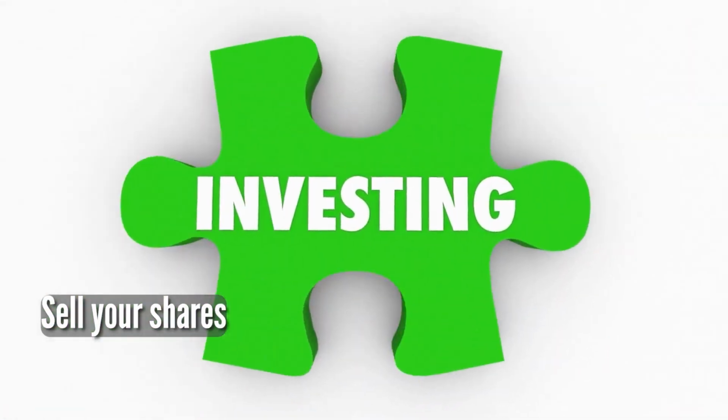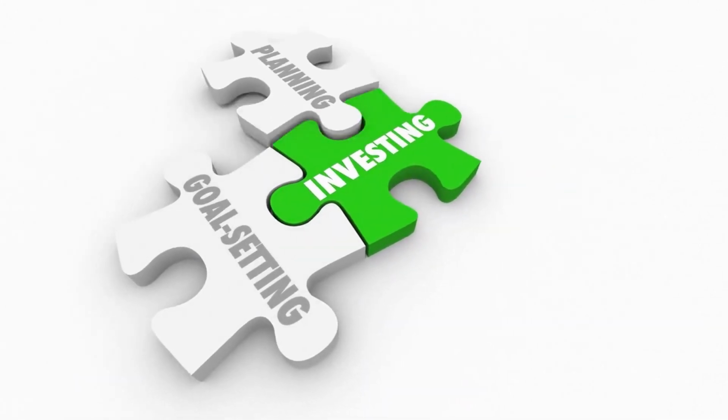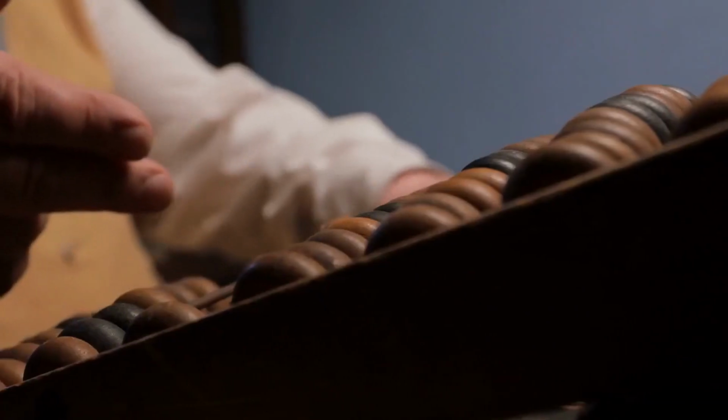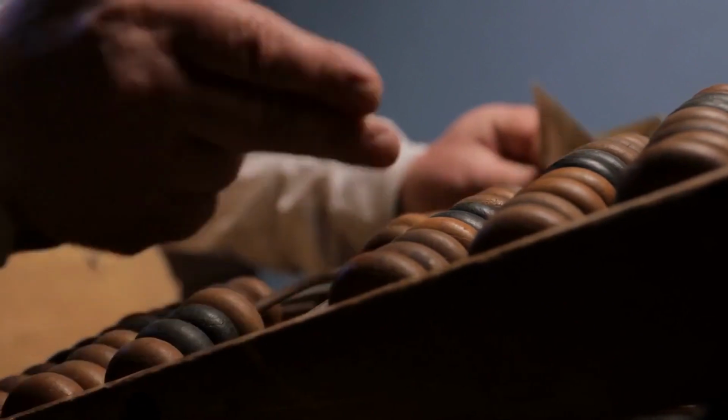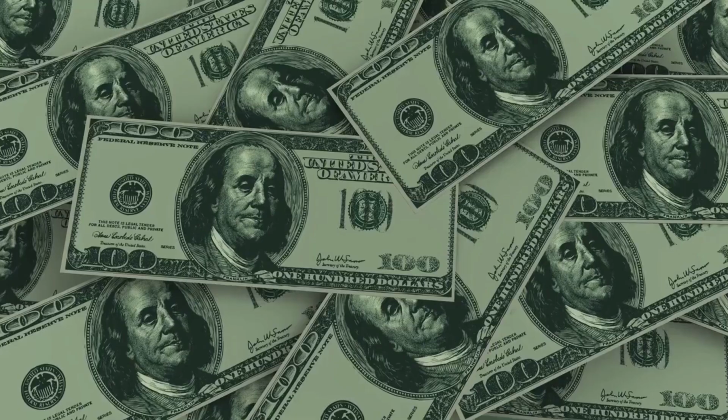Sell your shares. When you want to sell your gold ETF shares, you can place a sell order online or through a broker. You will receive the proceeds of the sale in your brokerage account, which you can withdraw or use for further investments.